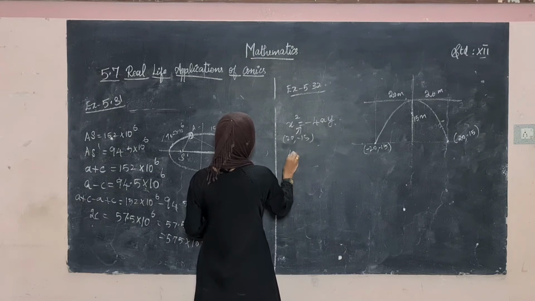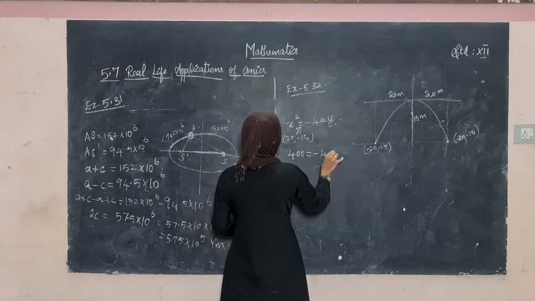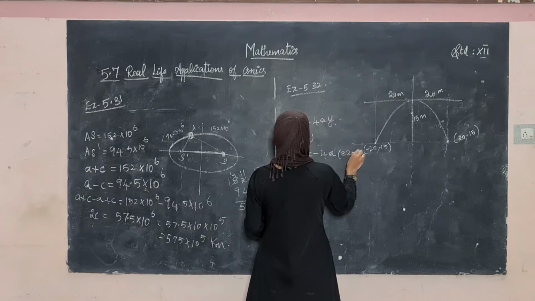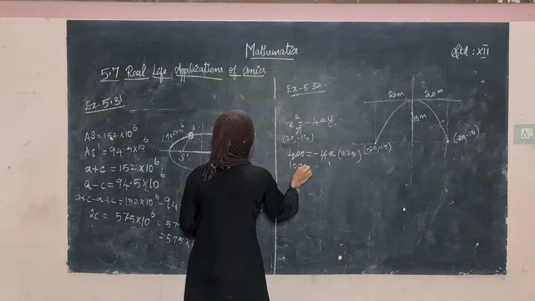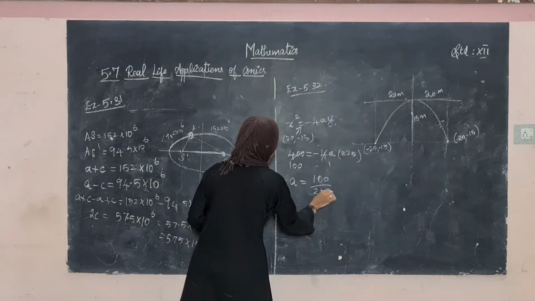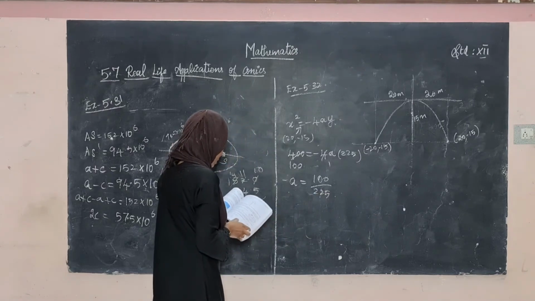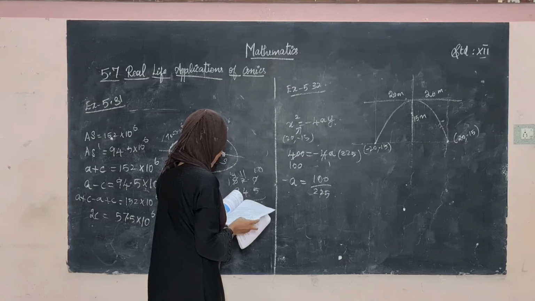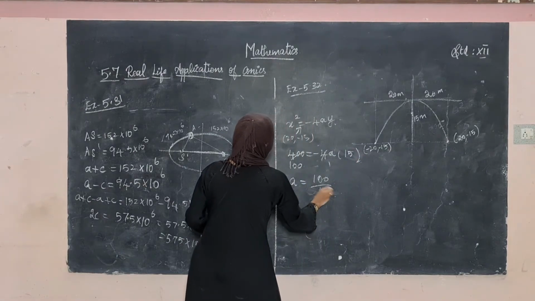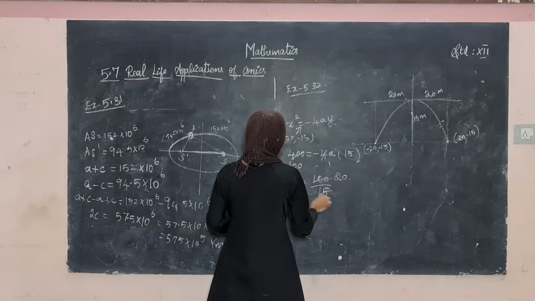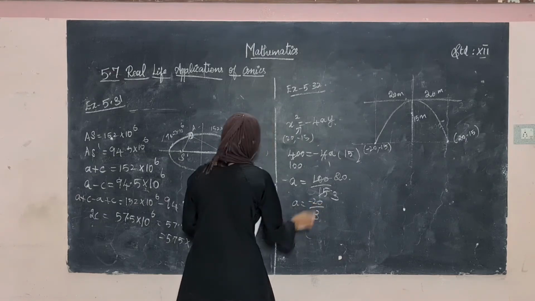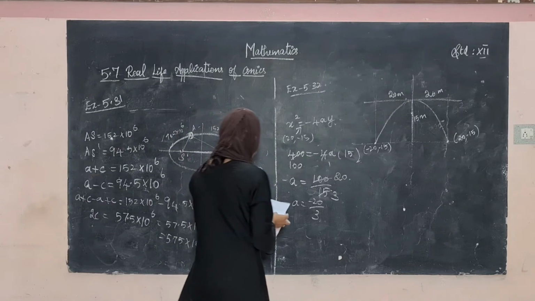What happens? 20 the whole square is 400, is equal to minus 4a into minus 15. Sorry, this is not y square, this is y, right? So minus 15 becomes plus 15. So 400 is equal to 60a, that is, a is equal to 20 divided by 3.